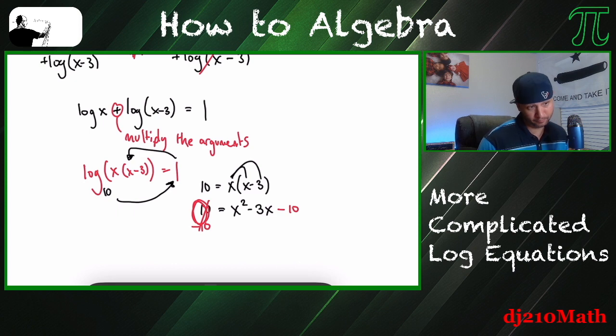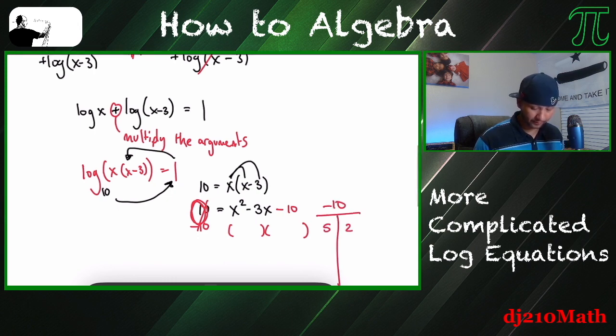So solving a quadratic for x, this is just factoring. Two numbers that multiply to make negative 10 that add up to negative 3 are 5 and 2. More specifically, negative 5 and positive 2, since the b value is negative. Since this is equal to 0, we can flip the signs, and we see that x is either positive 5 or negative 2. So 5 and negative 2.